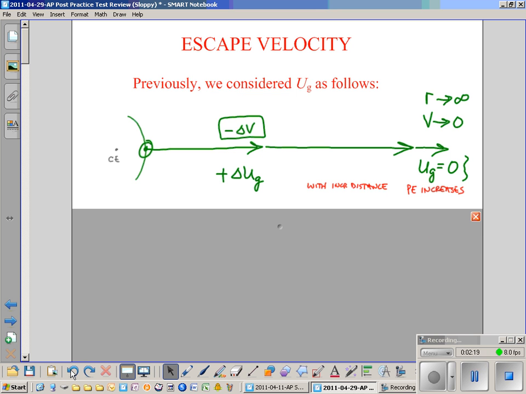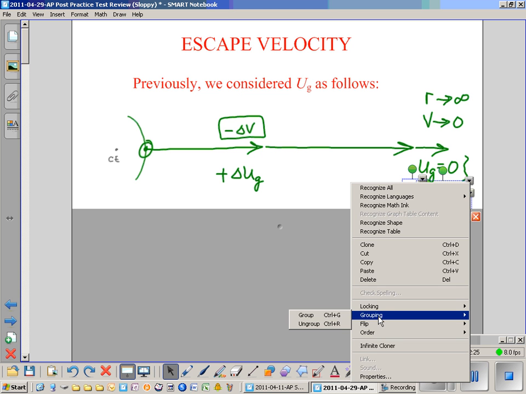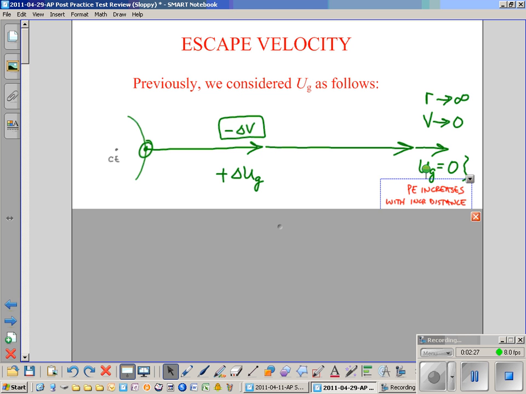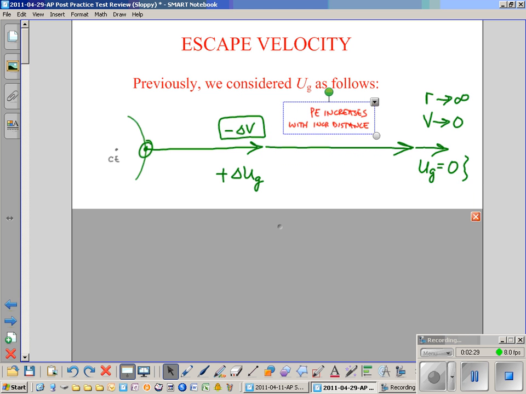Our typical idea used to be that potential energy increases, well, it still is. Our idea is that potential energy increases with increasing distance from the Earth. Well, that must mean that if out here we have a zero potential energy, then out here we must have some negative potential energy. All right, let's talk about how that works real quick.